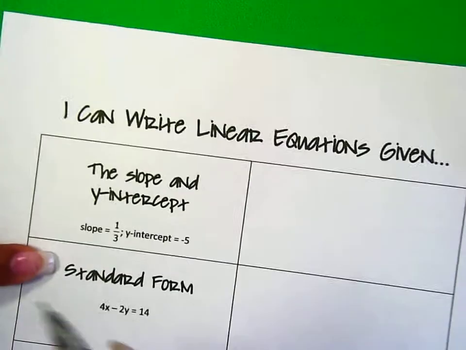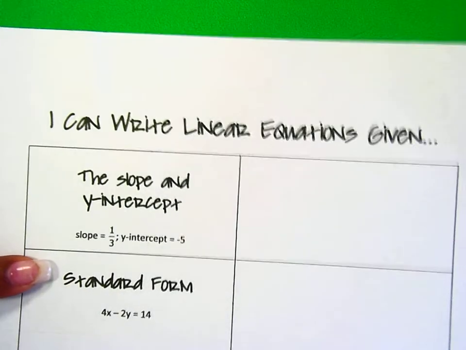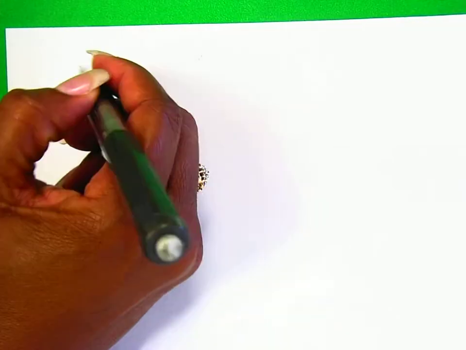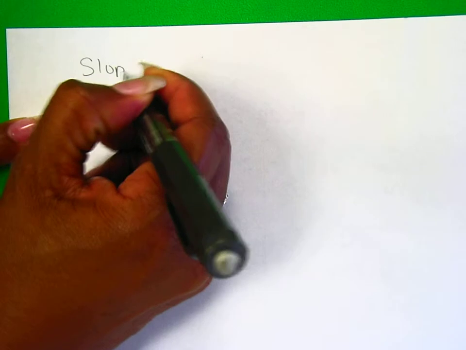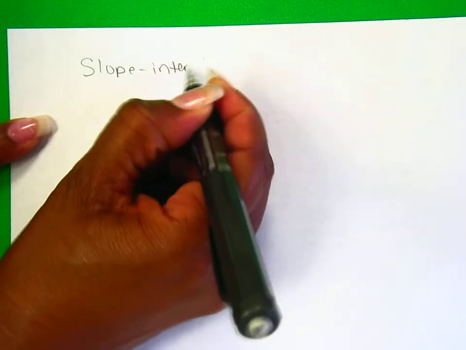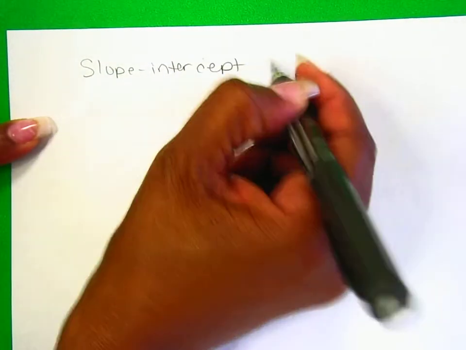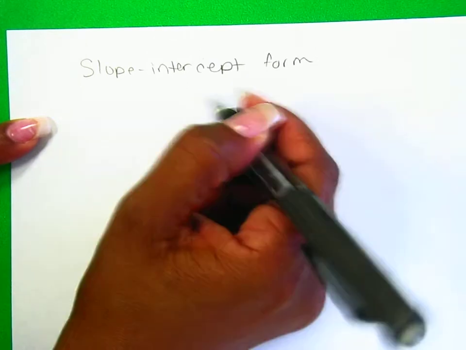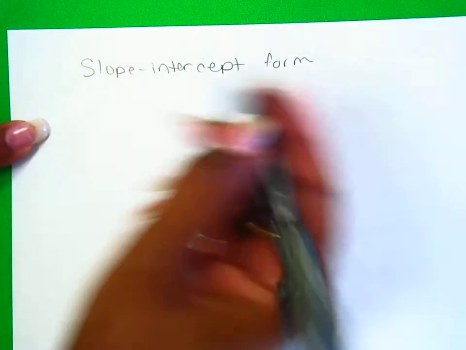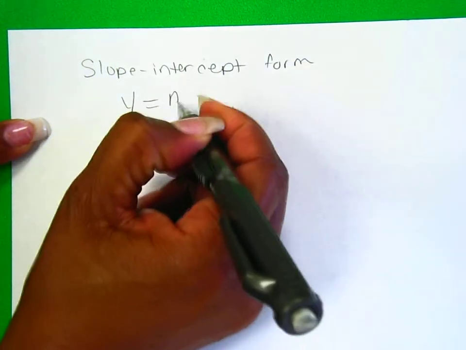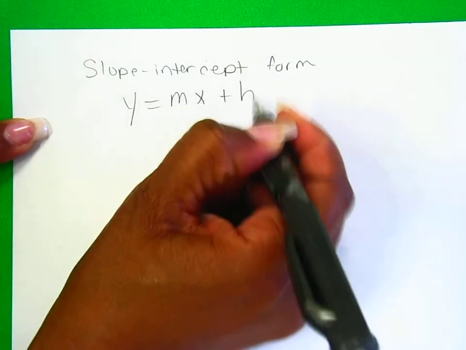I want to let you know the forms that we will use to write it in, and we will write it using slope intercept form. You guys probably recall that. Slope intercept form is good to write it when you have the slope and the y-intercept, okay?